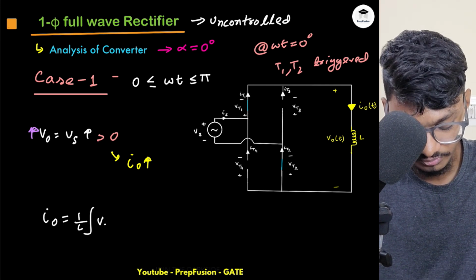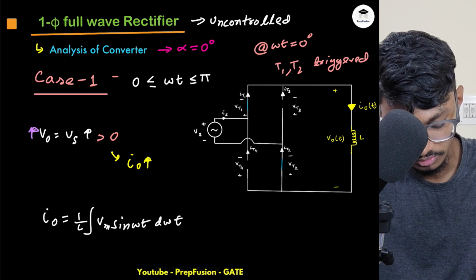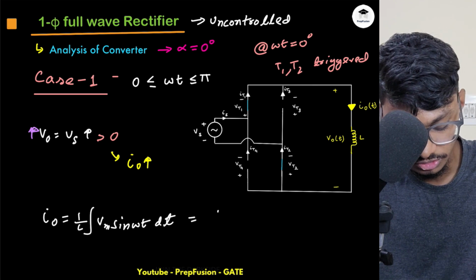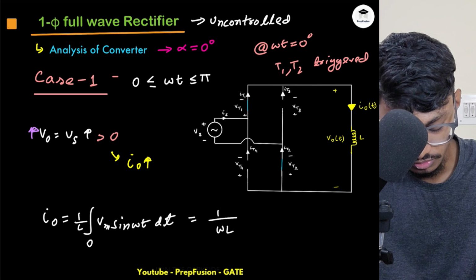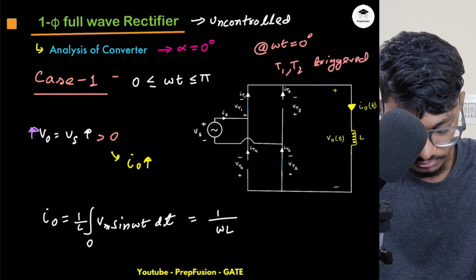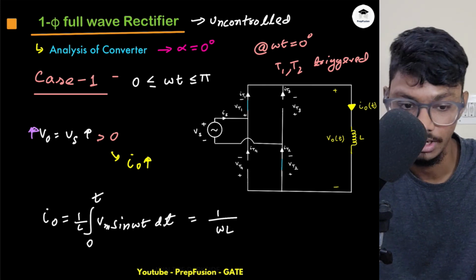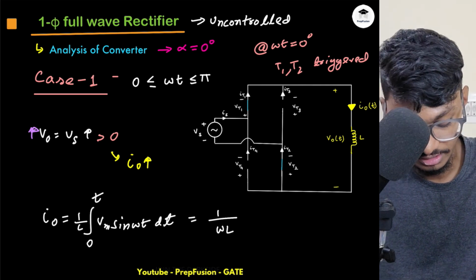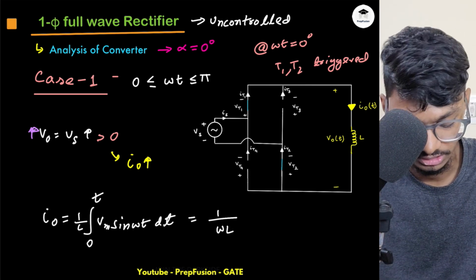So it will be Vm sine omega t dt, not d omega t, this will be dt, because that is what is present in the formula. So this will be 1 by omega L. Now here, remember I am going from 0 to some value t, at any time t, what will be my current. So you have to take the initial condition as well, that at t equals 0 the current is 0 across the inductor. That we will take care of.